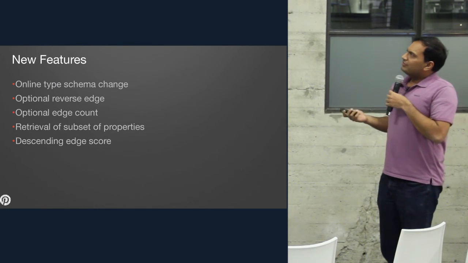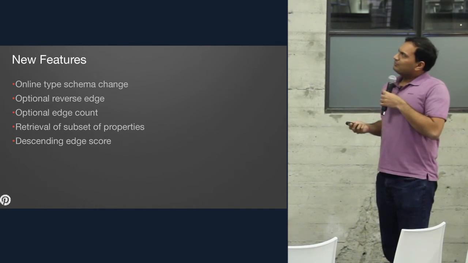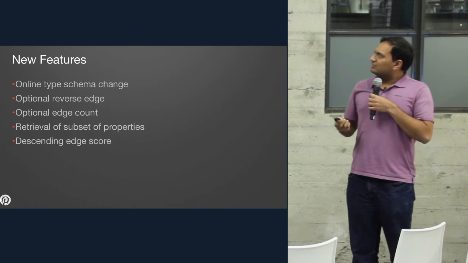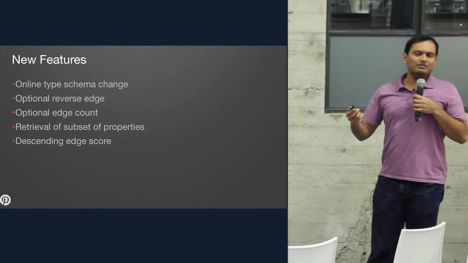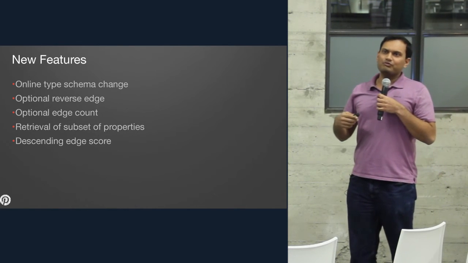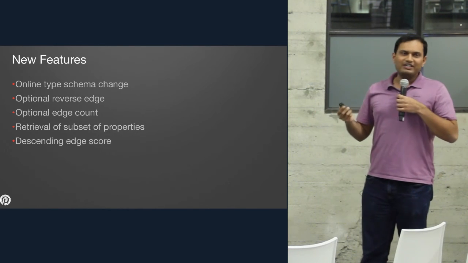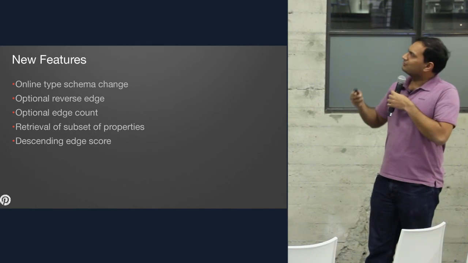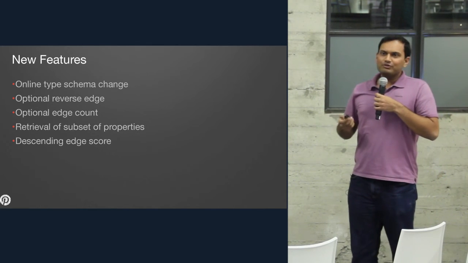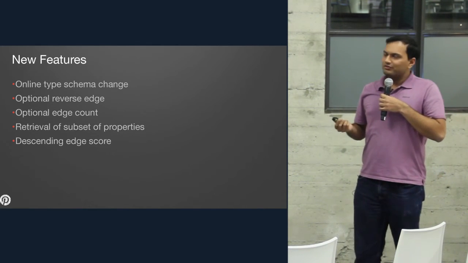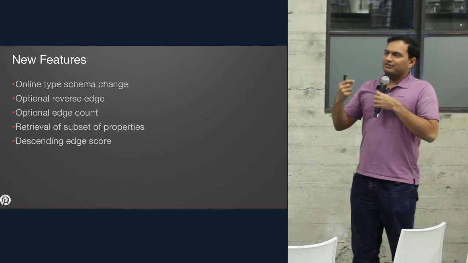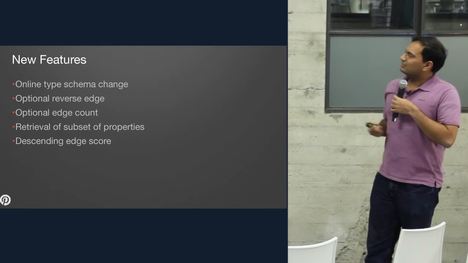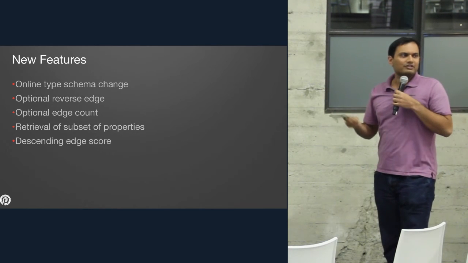And a number of other smaller features, things like online schema change, and making some of the features optional. Not everyone needed edges materialized in both directions, so if you don't need it, you don't need to pay for it. You can remove it. Edge counts, the same: if you don't want them, you don't need to pay for them. Retrieval of a subset of properties, so rather than all properties, you get only the ones you want. And descending edge score for convenience.